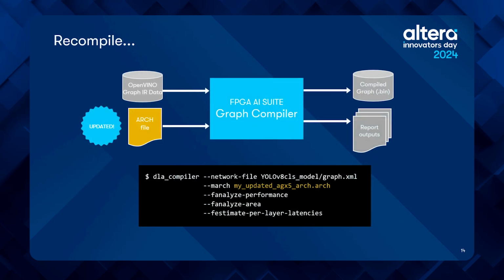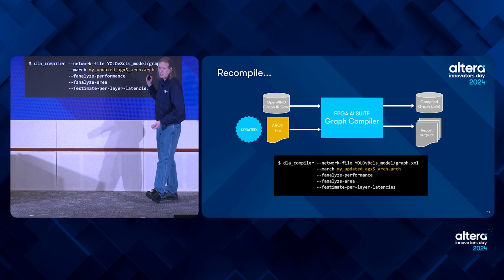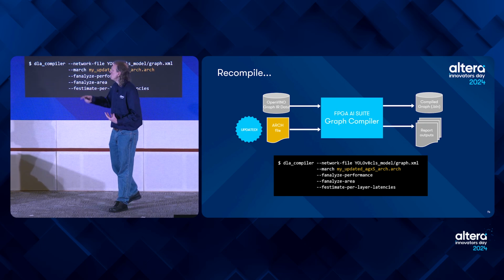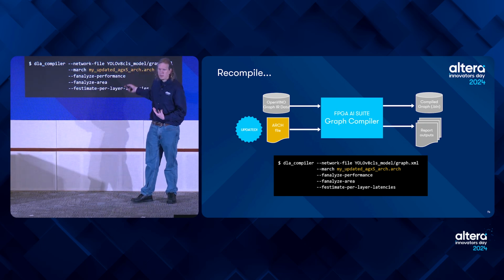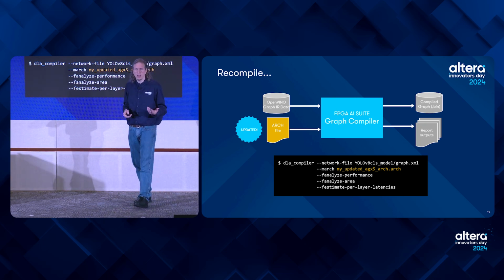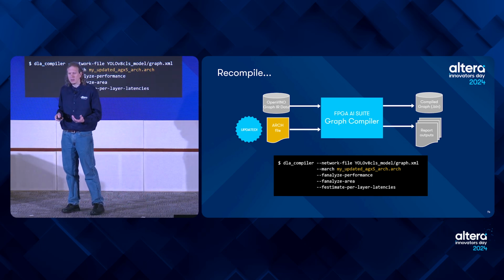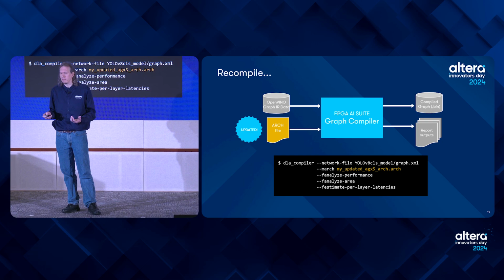Now that we've updated the Arch file configuration, let's rerun the DLA compiler. We're going to use the exact same command as was shown previously, except this time I've specified the modified architecture file. The input graph is unchanged, but the instruction stream created by the compiler will be different due to the changes in the Arch file. As before, we've asked the compiler to do a performance analysis, and the new performance analysis will reflect the new instruction stream.